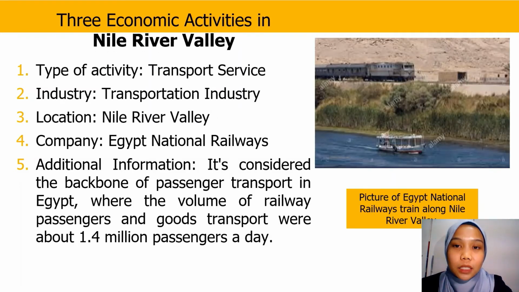Third, economic activities in the Nile River Valley. Obviously, the most important and the most famous one is transport service activity in the transportation industry. The location is also in the Nile River Valley. The company that arranged this industry is Egypt National Railways. It's considered the backbone of passenger transport in Egypt, where the volume of railway passengers and goods transport was about 1.4 million passengers a day.